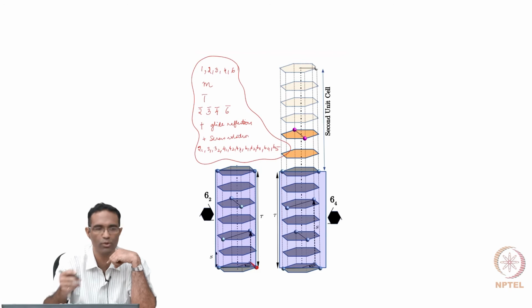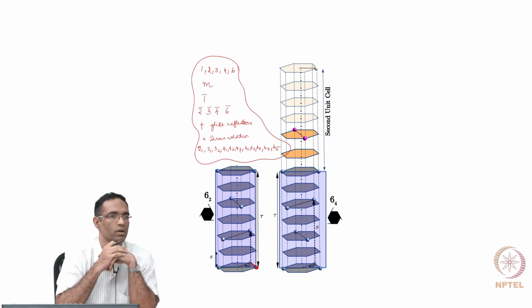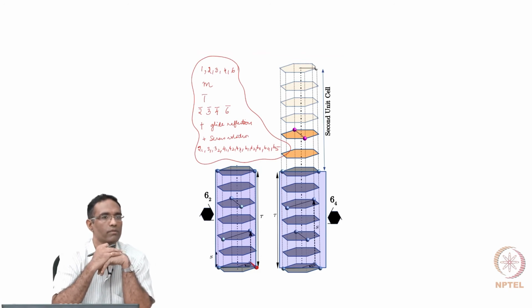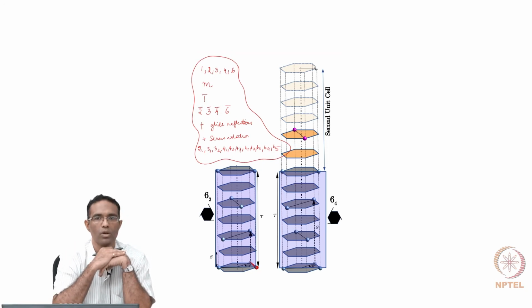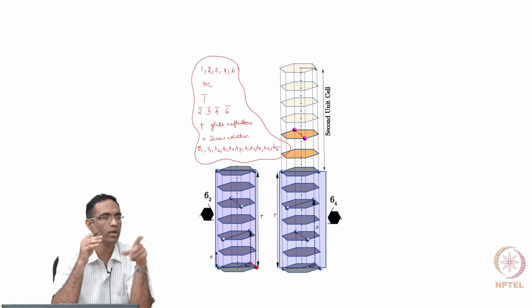For example, 4-1, 4-2, 4-3, you should try it out at home and try to convince yourself that even those contain some enantiomorphous pairs, and so on and so forth. Yes, you had a question?